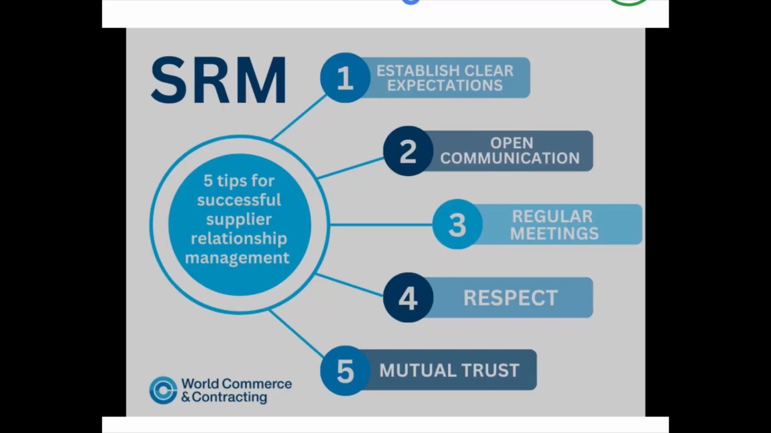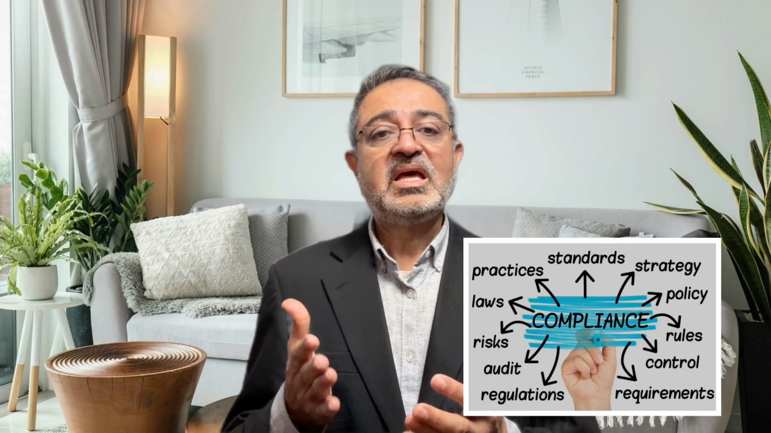Moving on, let's talk about procurement best practices. The topmost is supplier relationship management or SRM, which is build strong supplier partnerships. The next one is cost control and negotiation, which is to reduce cost without compromising quality. The next one is compliance and ethics, which is to follow legal and ethical procurement standards.